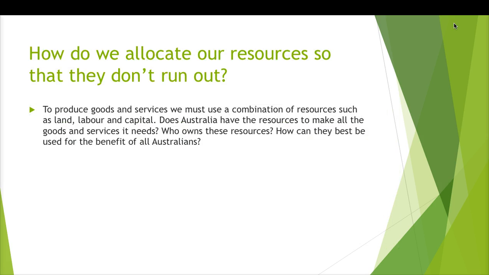Okay, how do we allocate our resources so that they don't run out? It's a very big question, and one that people have different opinions about. So to produce goods and services, we must use a combination of resources such as land, labour and capital. We can't just rely on one. Does Australia have the resources to make all the goods and services it needs? Who owns these raw resources? How can they best be used to benefit all Australians?